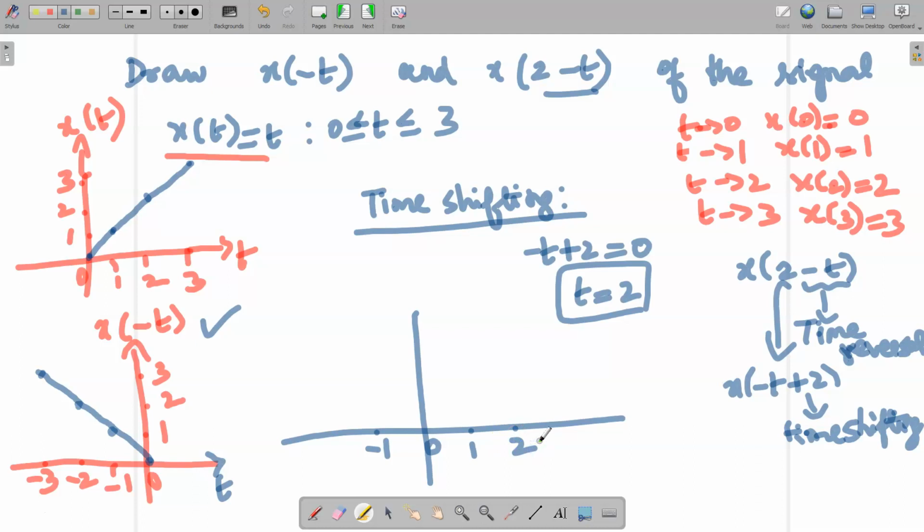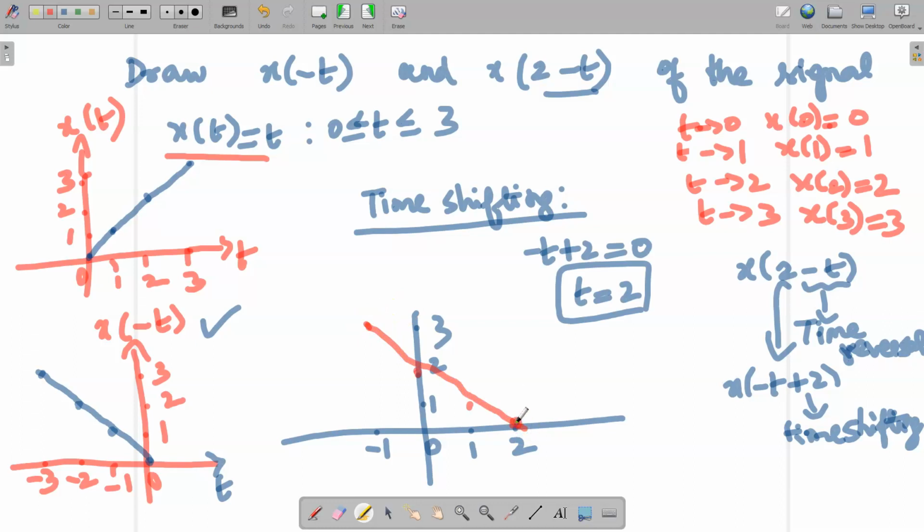The amplitude remains the same. Whatever amplitude we have here I have to reproduce as it is. So, 1, 2 and 3. Here the amplitude is 3, so I have to start with that amplitude. So, I will have 3, 2, the next amplitude is 1, the next amplitude is 0. In that way I have to draw.